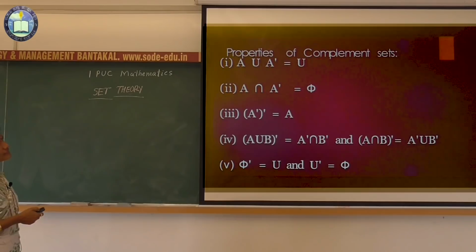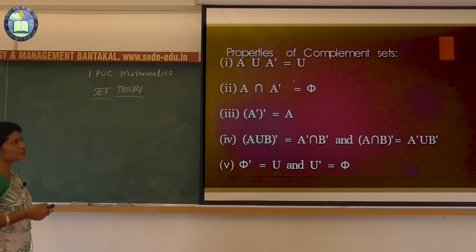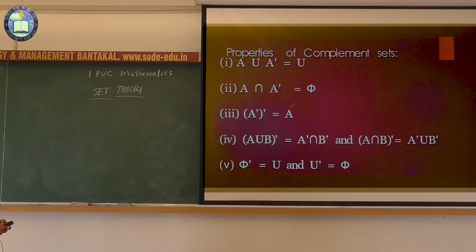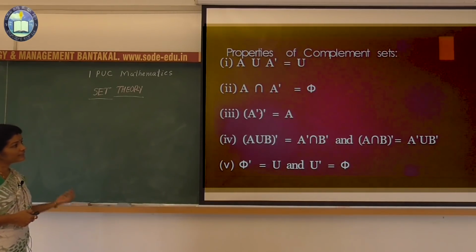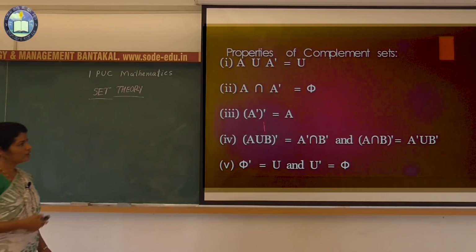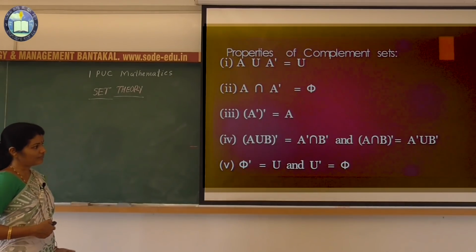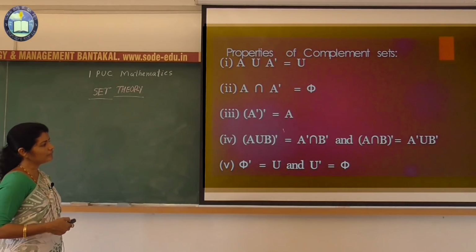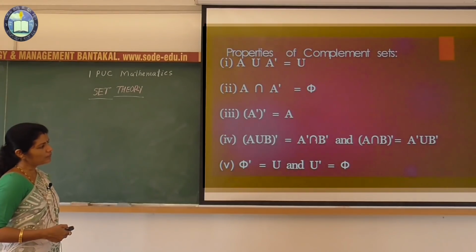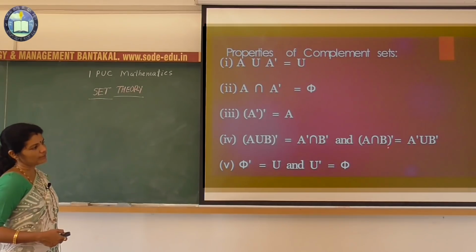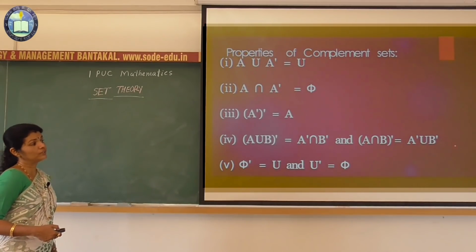So consider properties of complement sets. First one, A union A complement, that is the universal set. A intersection A complement, that is phi. If you take the double complement, complement of A complement, that is A. All these were verified earlier with examples. Just a statement only: (A union B) complement equals A complement intersection B complement, and (A intersection B) complement equals A complement union B complement.